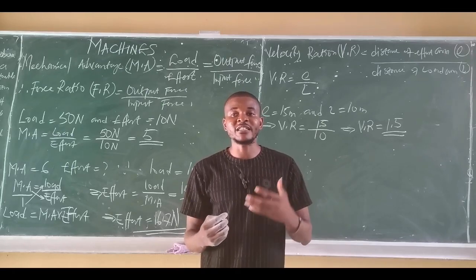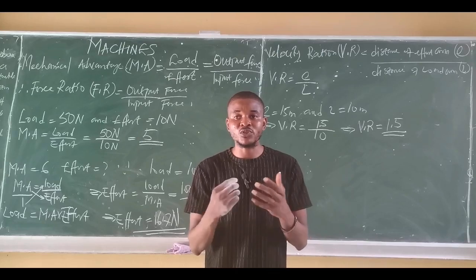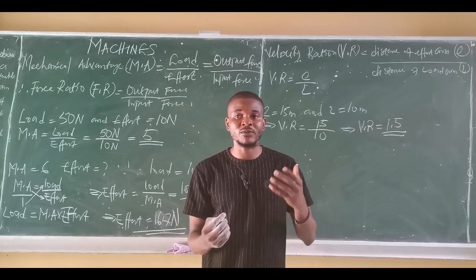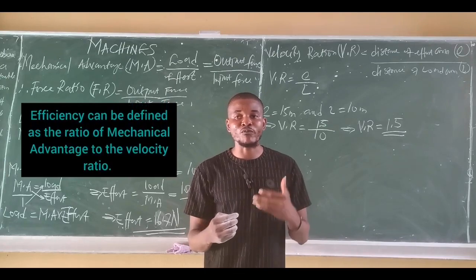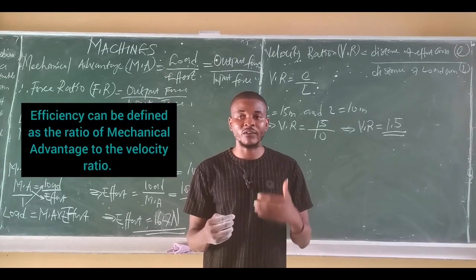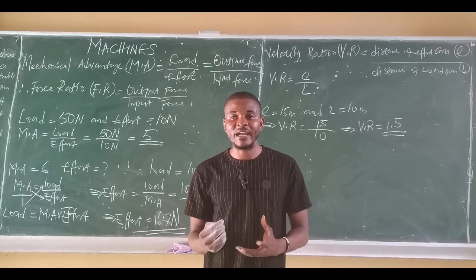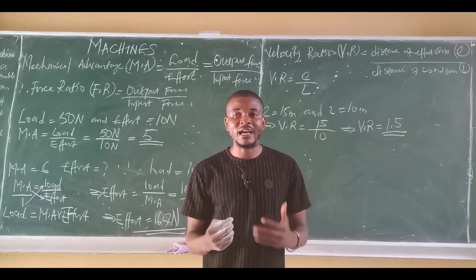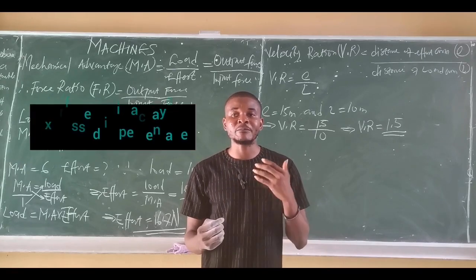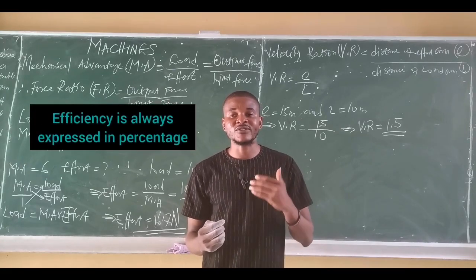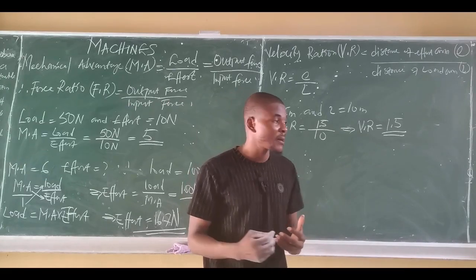Now, how efficient a machine is to overcome such an amount of load with a little amount of effort is simply called efficiency. Efficiency can be defined as the ratio of mechanical advantage to the velocity ratio. It is always expressed in percentage.